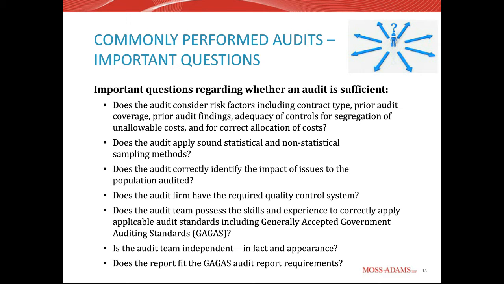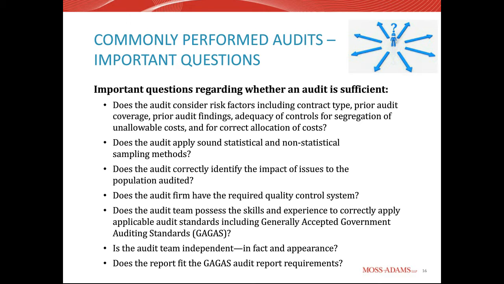So does the audit consider risk factors, including contract type, prior audit coverage, prior audit findings, adequacy of controls, for segregation of unallowable cost, and for correct allocation of cost? We believe that a robust risk assessment is critical to really conducting any of these audits in a compliant and efficient manner. So we take the time up front to really understand all these factors, and we'd recommend that approach as well. So also, does the audit apply sound statistical and non-statistical sampling methods?